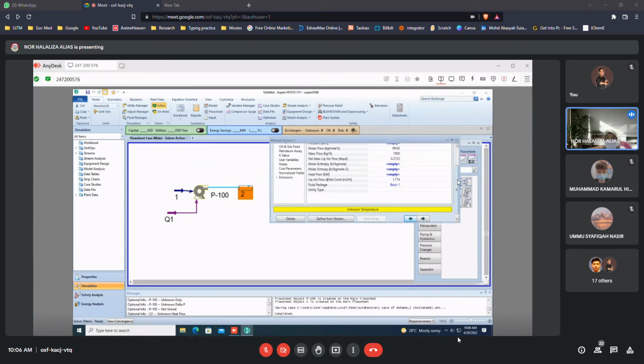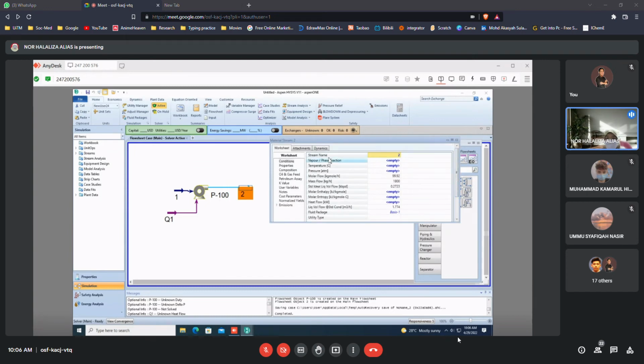Okay, for output stream, this is P out. Yeah, stream number 2, tengok ni stream number 2. What is the information that we have untuk output stream? Kita cuma ada information of P out, which is 84 bar. Okay. Mari kita masukkan. Go to pressure. 84 bar. Change the unit. Okay, nampak? Bila you masuk, terus converge.